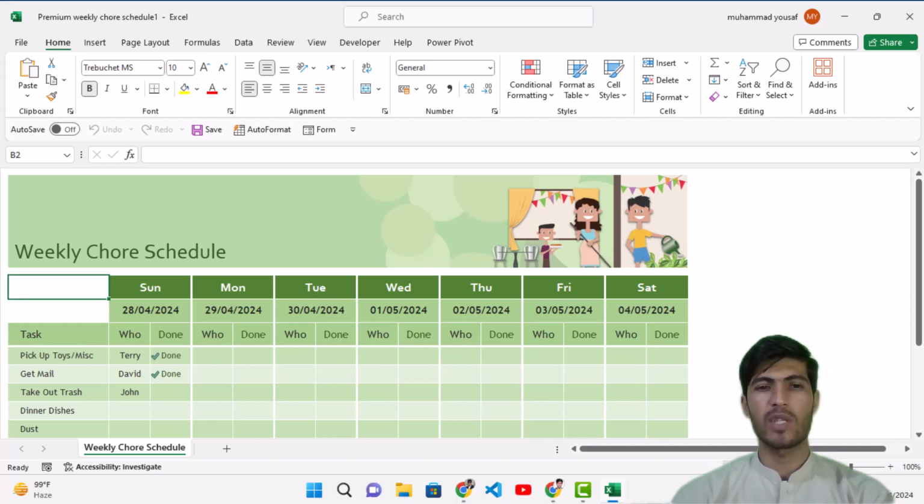So this was all about data entry: what data entry is, the types of it, the process of it, and the qualifications required for data entry.